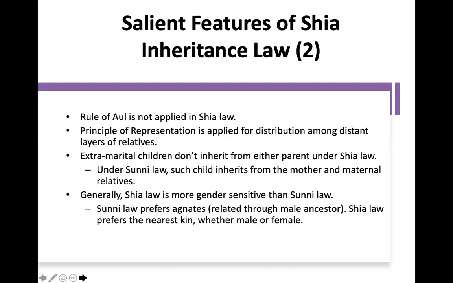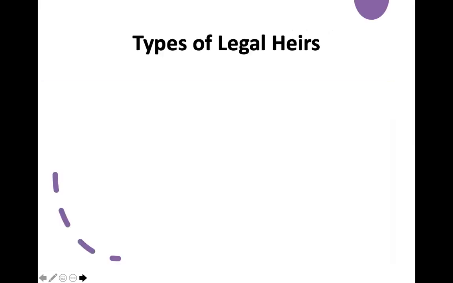Generally, Shia law is more gender sensitive than Sunni law. Sunni law prefers agnates related to through male ancestors. Shia law prefers the nearest kin, whether male or female.